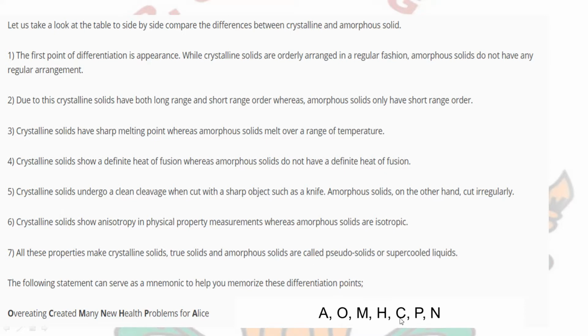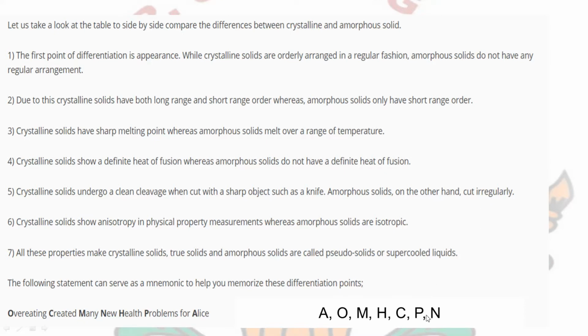Next is the C. Here C stands for cutting, of crystalline solid and amorphous solid. When we cut crystalline solid or cleave it, we get a smooth and regular surface. While in case of amorphous solid, when cleavage is done by a sharp edge tool, an irregular or rough surface is formed.